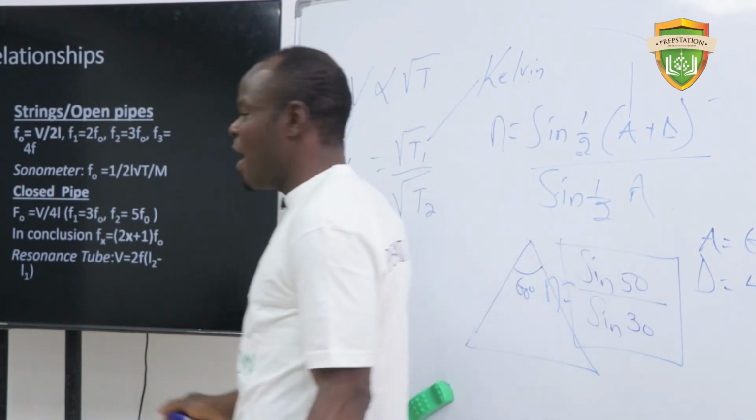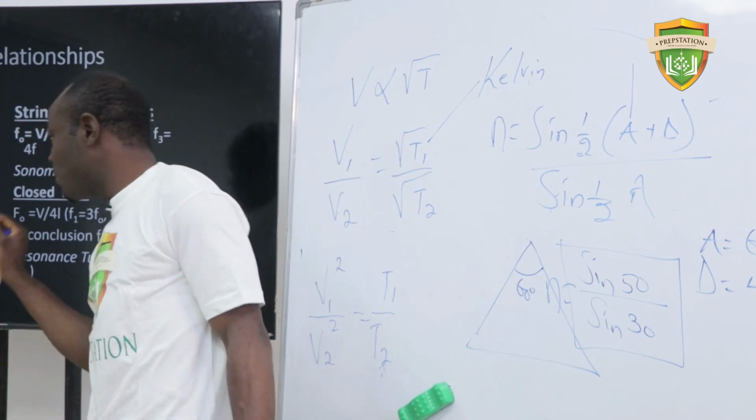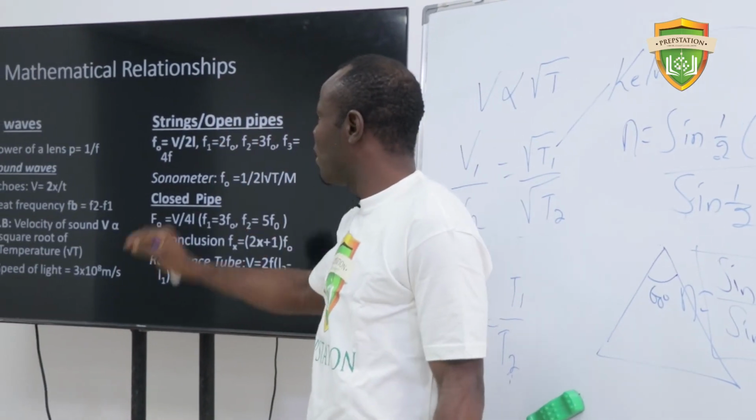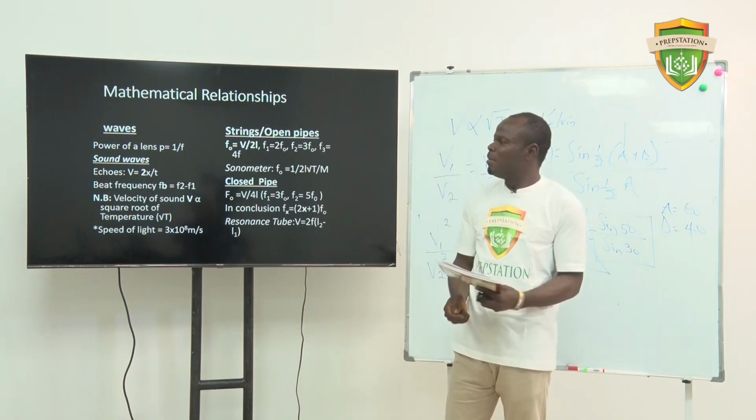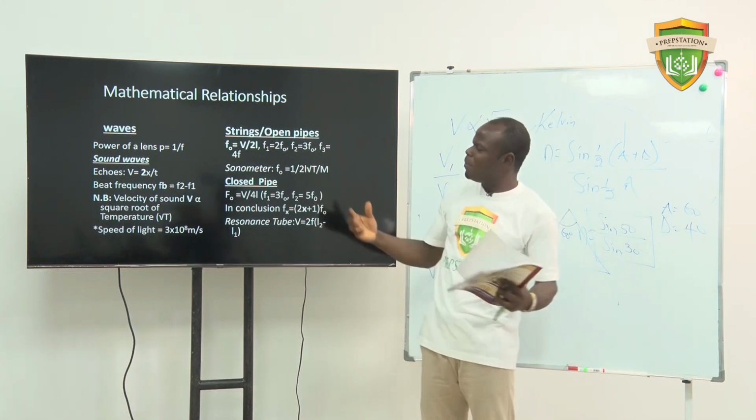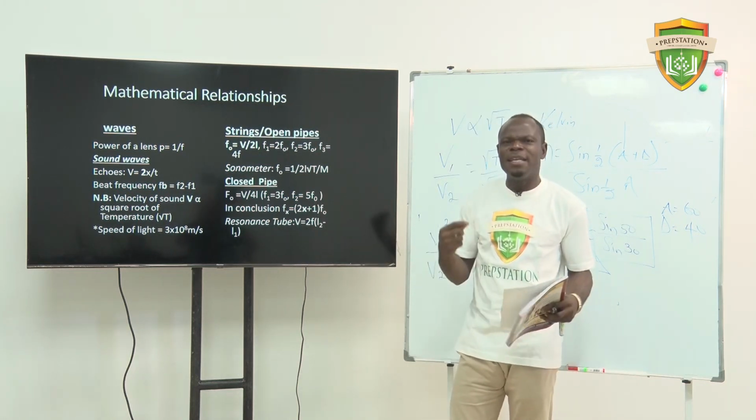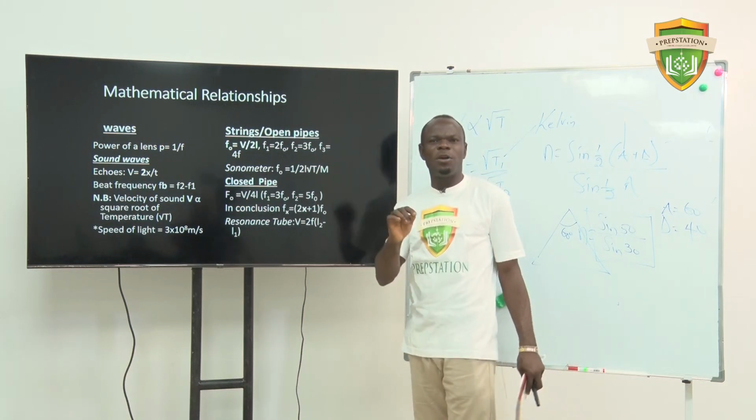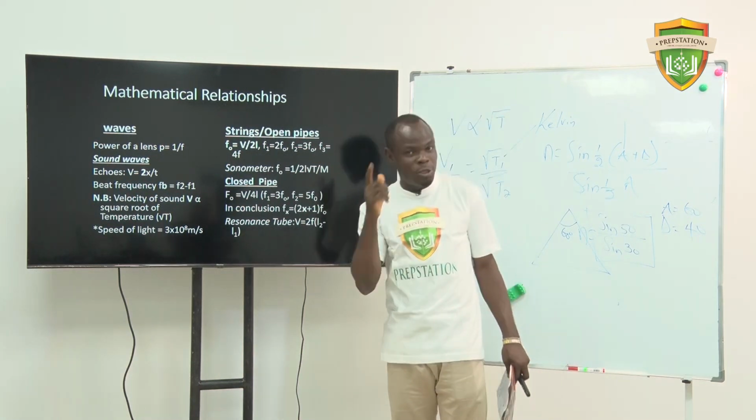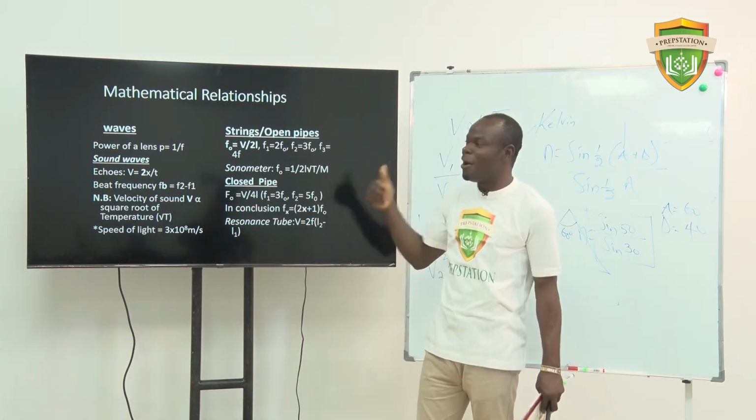So the speed of light is 3 multiplied by 10 raised to the power of 8 meters per second. That will bring up a question, for example: why is it that lightning is always seen before a thunder? I told you, you must know how to apply all the topics.